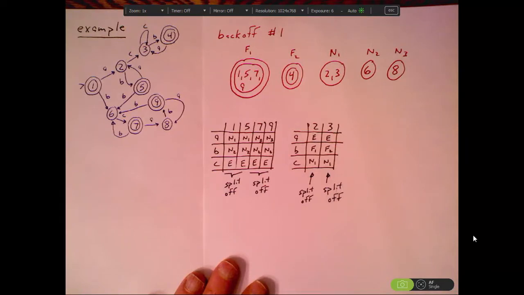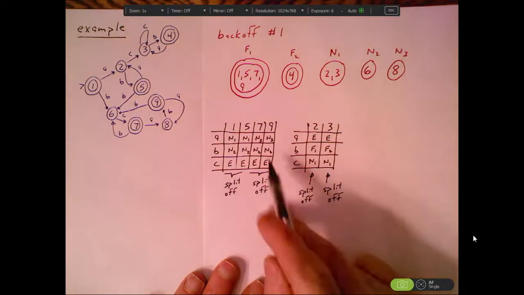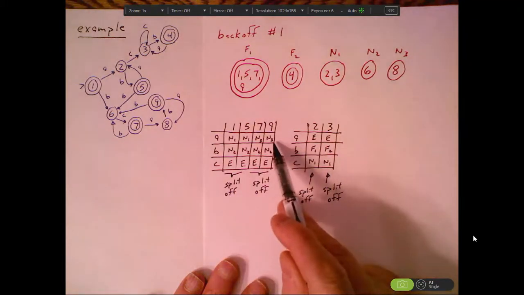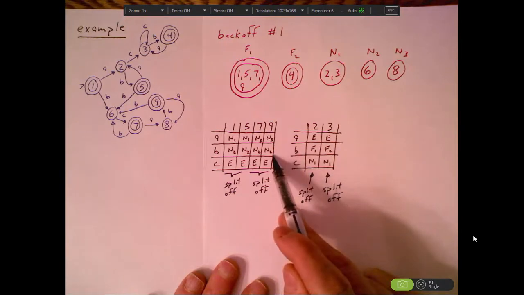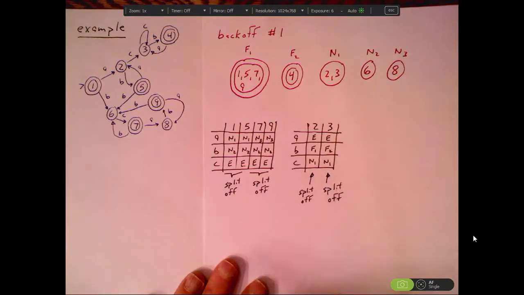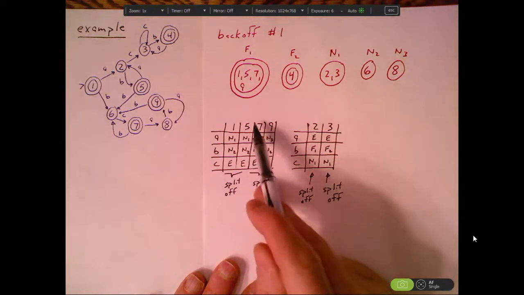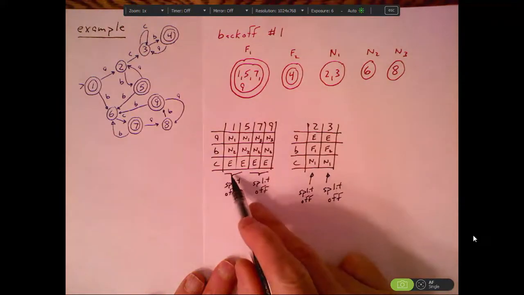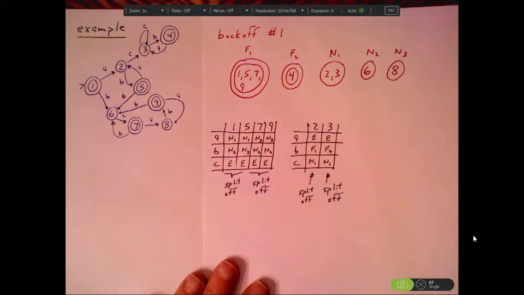7 on a B goes to 6, which has been split off. That's N2. And 9 actually has similar behavior. 9 goes to N3 and 8, and it goes to 6 on a B, which is now called N2. So in fact, we're going to have to split this state, which has 4 original states in it, into 2 groups of 2 on the next iteration.